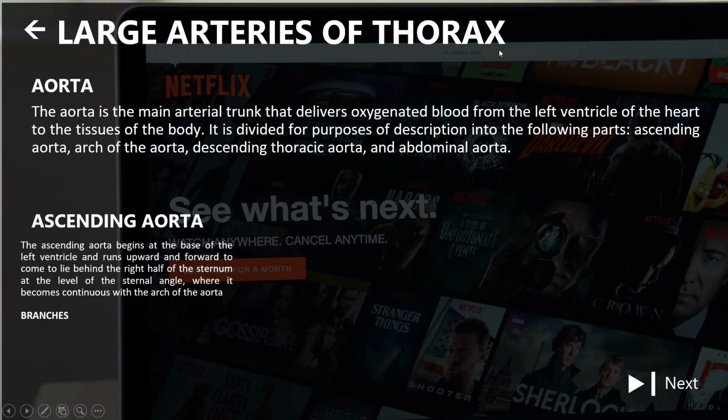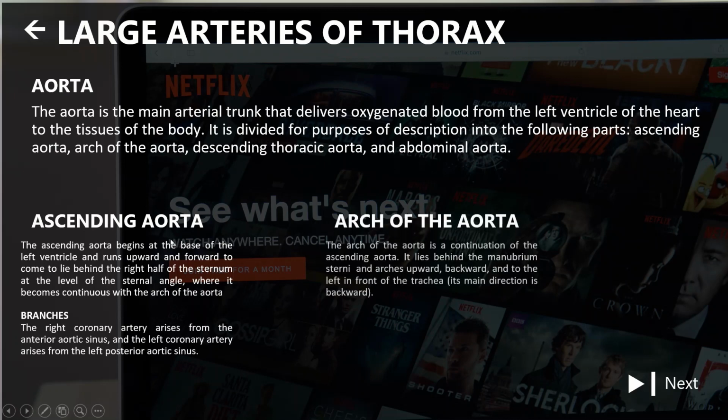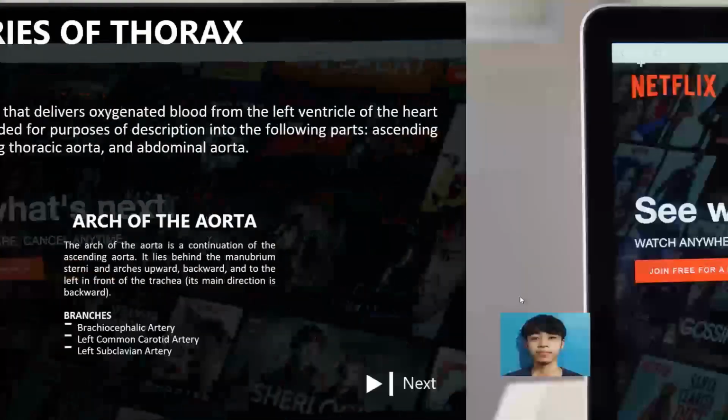Large arteries of the thorax. The aorta is the main arterial trunk that delivers oxygenated blood from the left ventricle of the heart to the tissues of the body. It is divided for purposes of description into the following parts: ascending aorta, arch of aorta, descending thoracic aorta, and abdominal aorta. The ascending aorta has one branch, I think, the right coronary artery, and the arch has, I think, three: the brachiocephalic, the left common carotid, and the left subclavian.